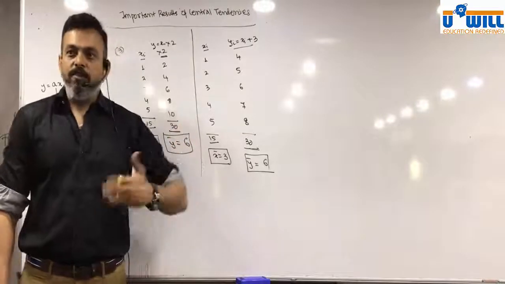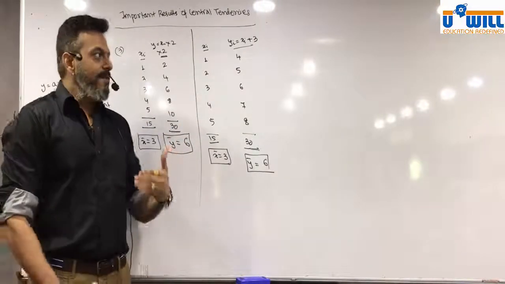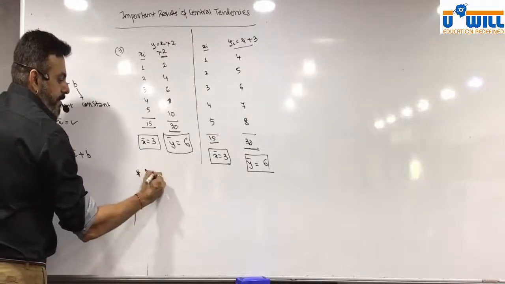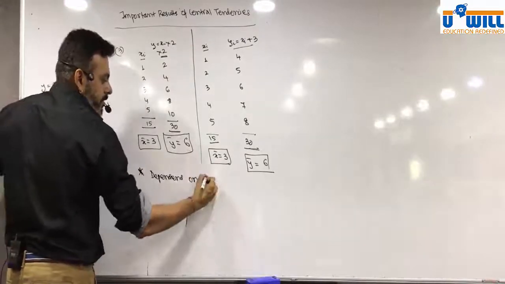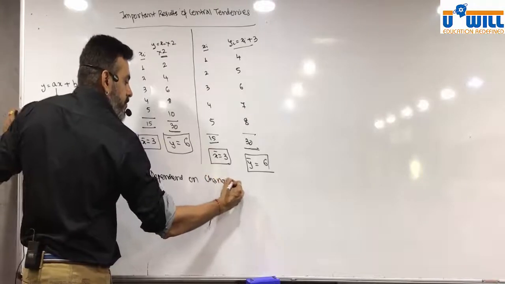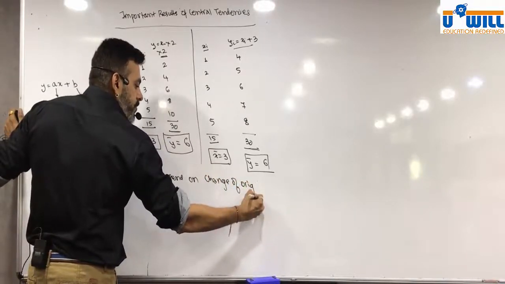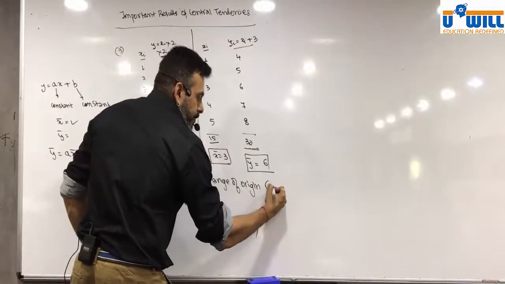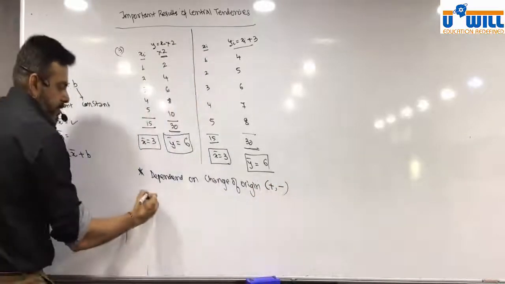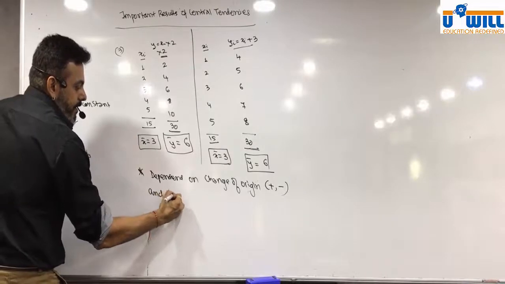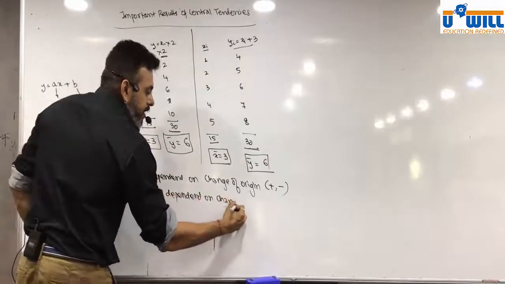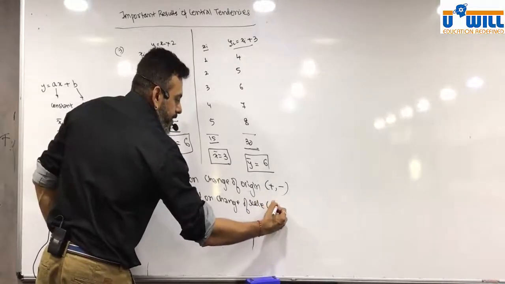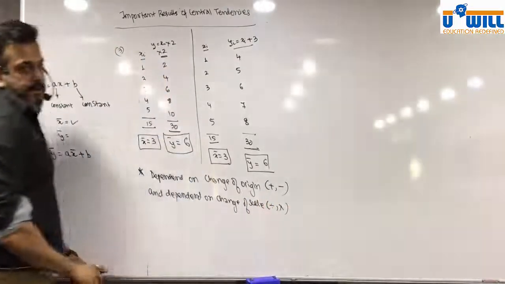Because the measures of central tendency have a characteristic that they are dependent on change of origin. What is change of origin? Pay attention please. Plus and minus. And they are dependent on change of scale, which is divide and multiply.